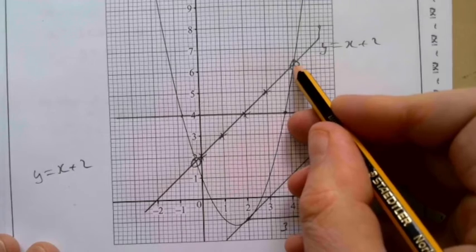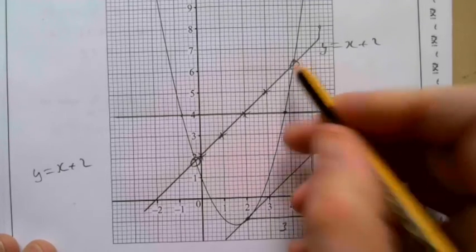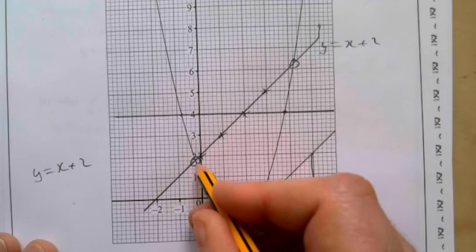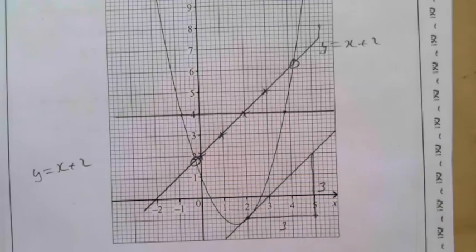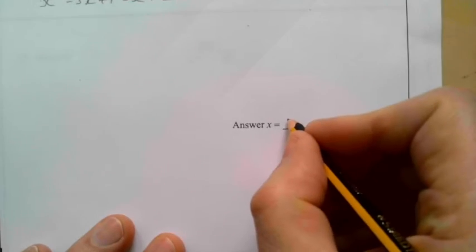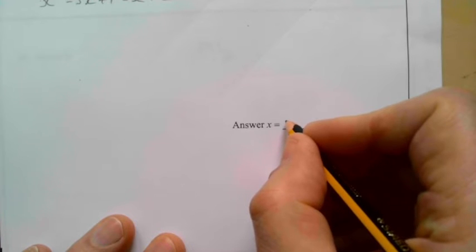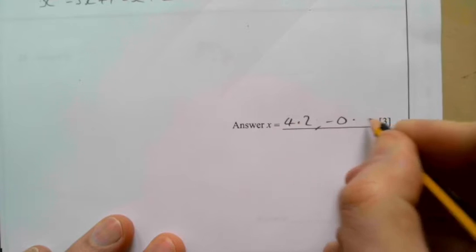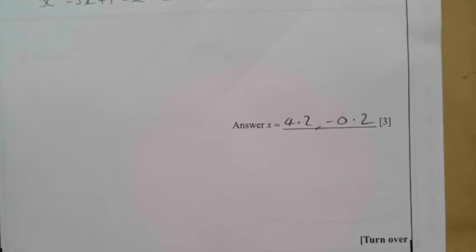So that looks to me to be then 4.2, reading off there, and then I guess just minus 0.2 if you wanted, minus 0.25, but I'm just going to go for minus 0.2. My two points were 4.2 and minus 0.2.